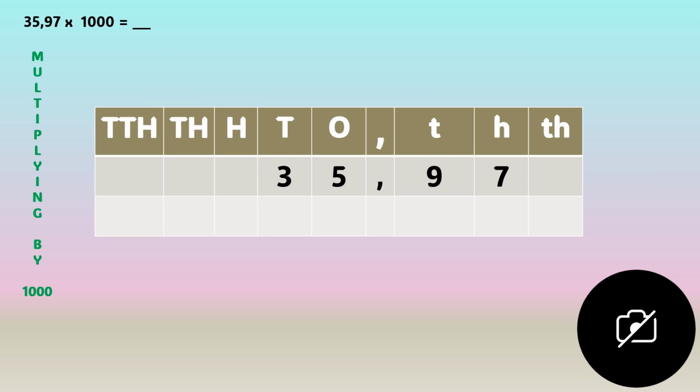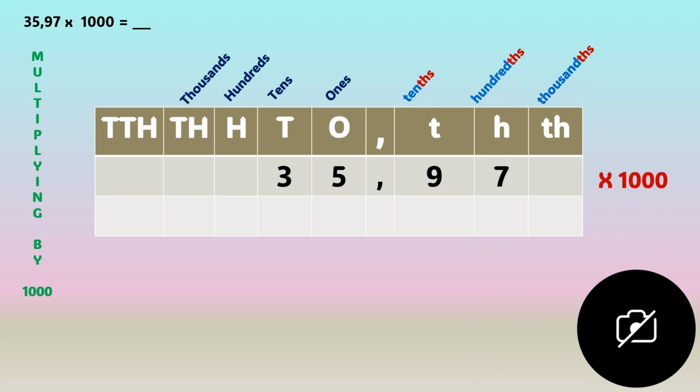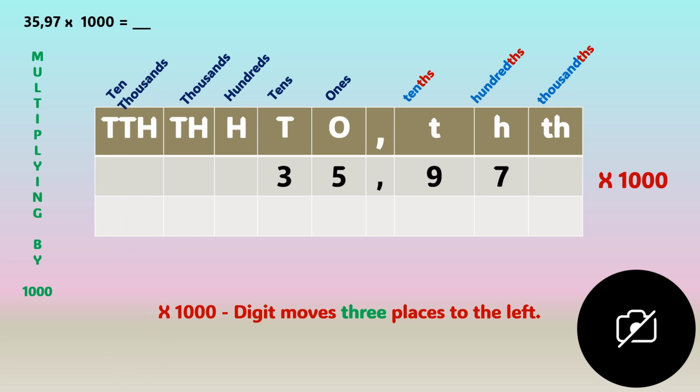Right, now we're going to multiply by 1,000. Now you can see we have our place values. Now I had to add a new column, which is 10,000s, because when we multiply, we're going to hop 3 places to the left. So I had to add a 10,000s column, right?